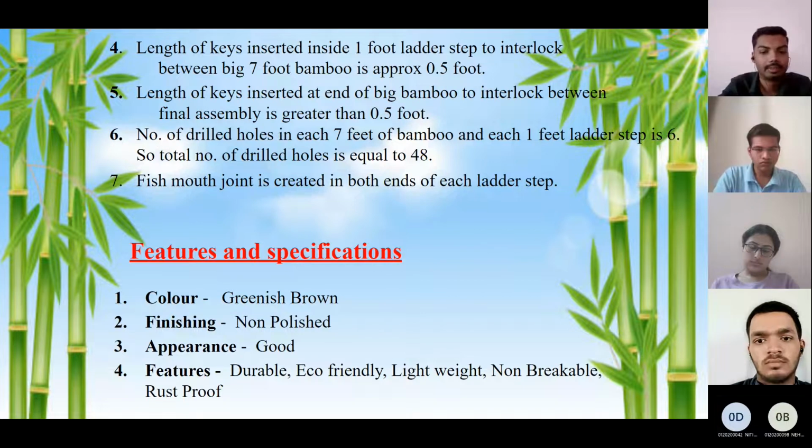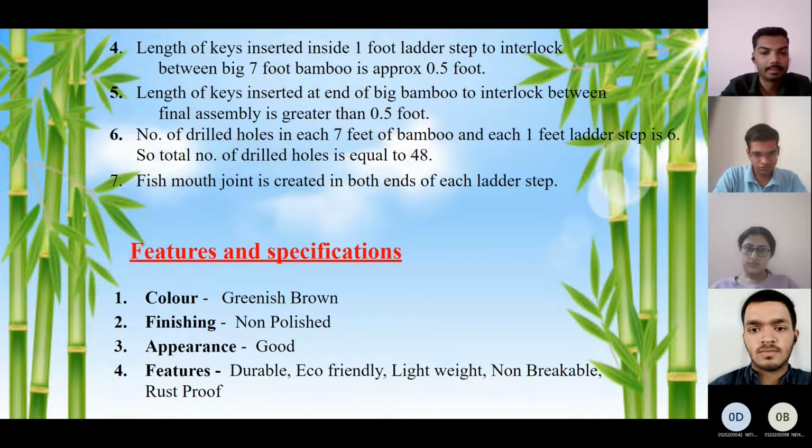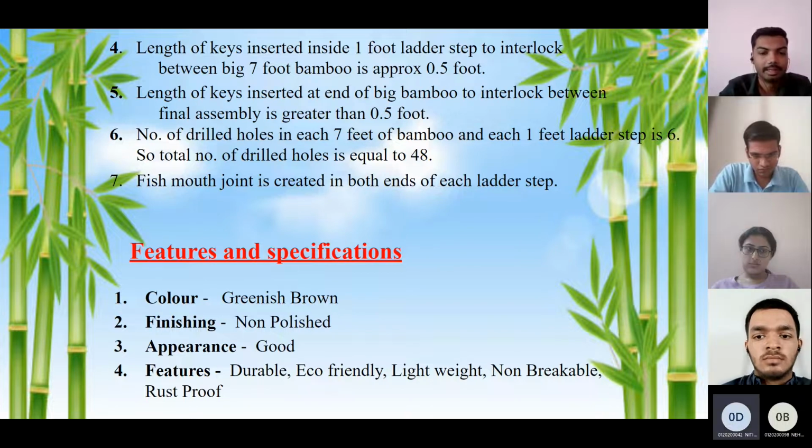And the features and specifications related to our bamboo: the first is color. It is greenish brown. It is the most common bamboo found in our area and market also. For finishing, we have just completed our prototype, so it is non-polished. Again, we need some further process to make it finalized and to sell in the market. Appearance is good and natural, and the features are that it is unbreakable, unresistive, and lightweight. Next slide.